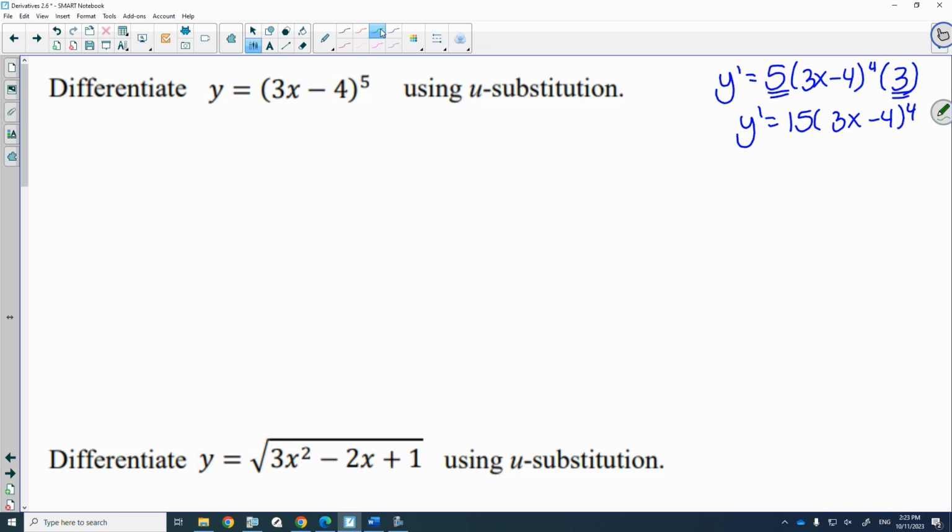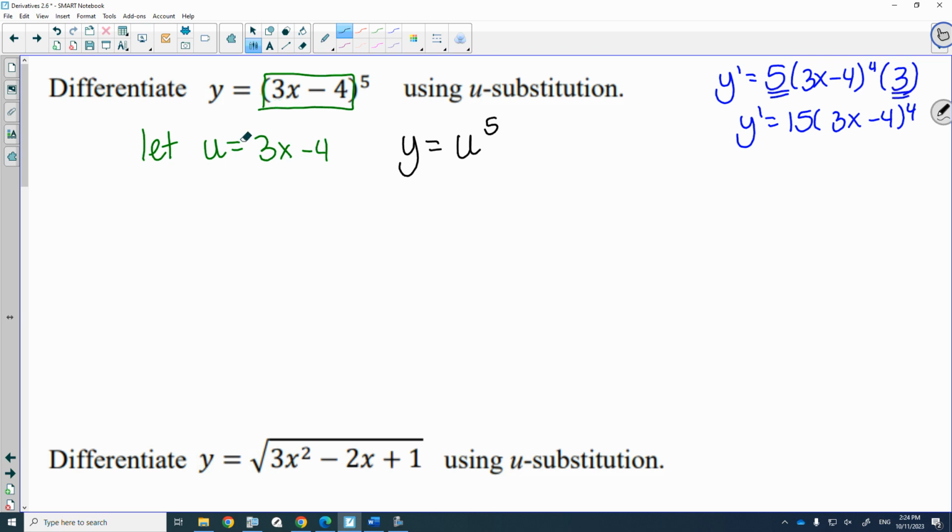So first thing we need to identify what u is going to be. Emily, what do you think I'll let u be? Yes. Okay, so that's step 1. Identify what u is. Step 2 is rewrite your equation now, substituting in u. So y is equal to, let's take 3x minus 4 out, let's put u in, and it's u to the power 5. You've got two different functions, always for u substitution. You've got to differentiate each.